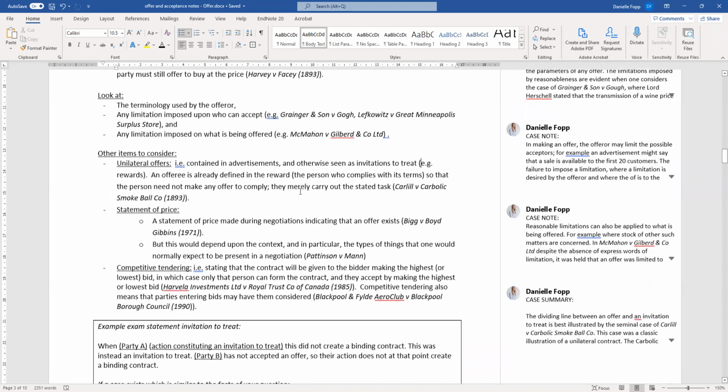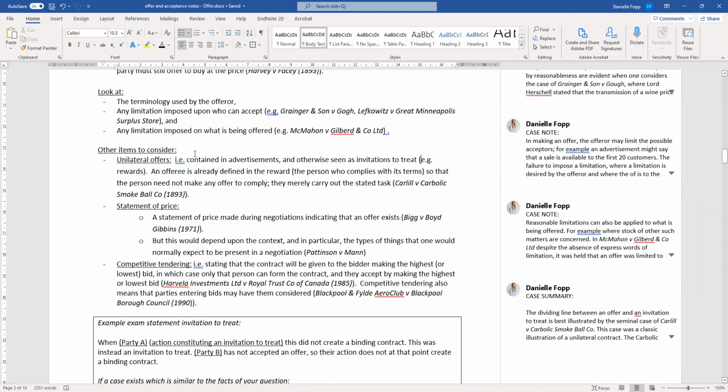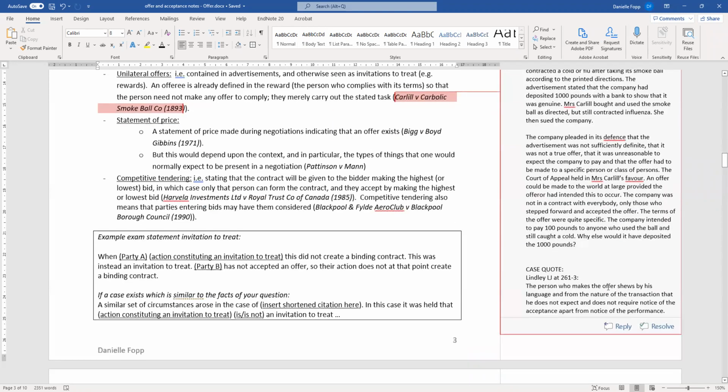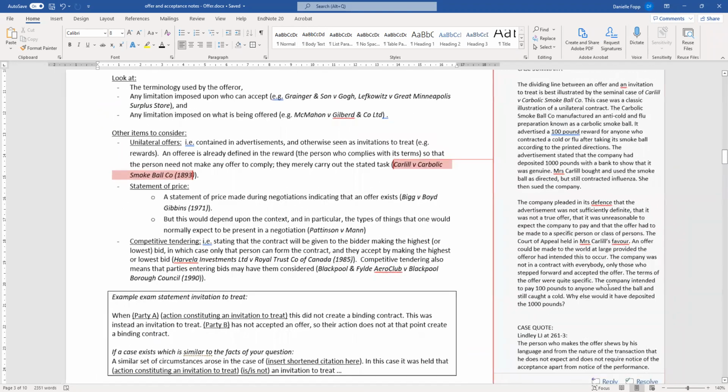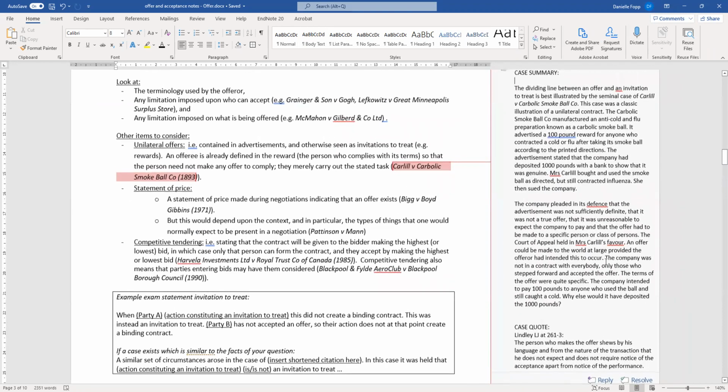Then we have some other items to consider, which is unilateral offers. And again, this case of Carlyle is one of the key cases for unilateral offers. And I've got a lovely little summary there, which I will leave on the screen for you to pause and read.